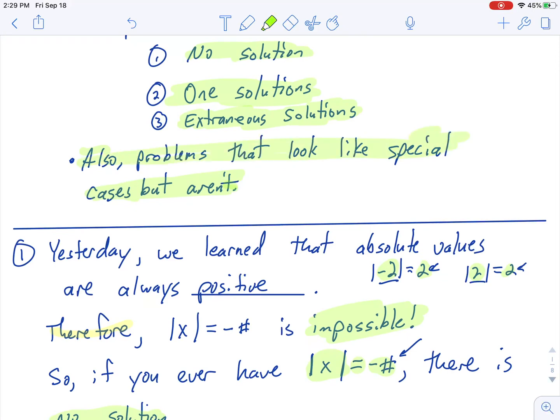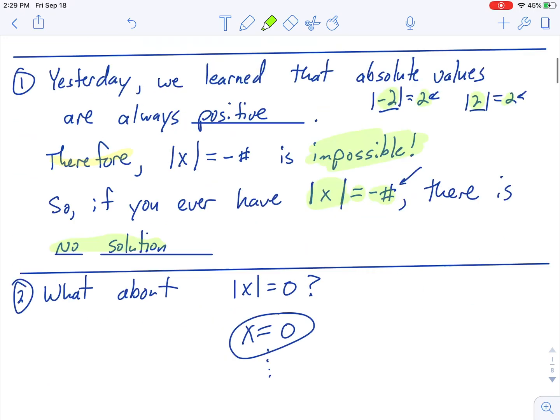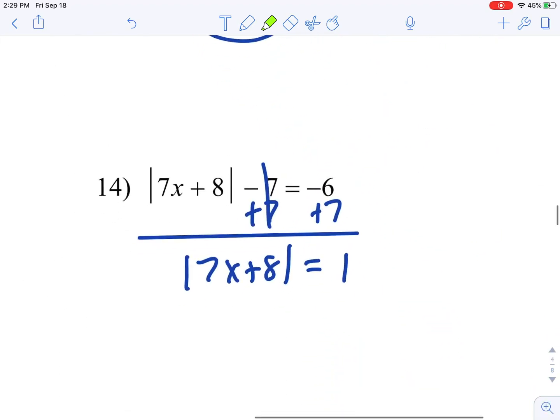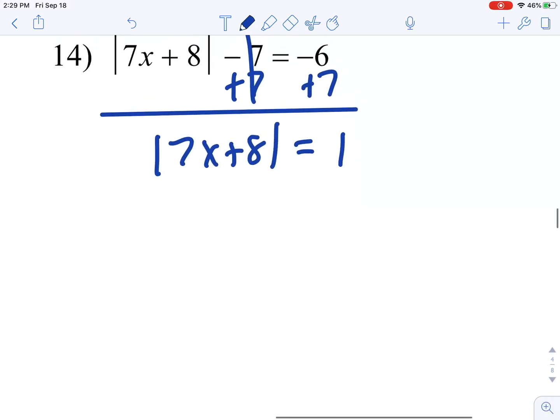Also, problems that look like special cases but aren't. So this is one of those problems that looks like it might be a special case because it starts out with a negative, but after the first step the negative goes away and it just turns into a regular problem that you can solve. So this is now a review of yesterday.